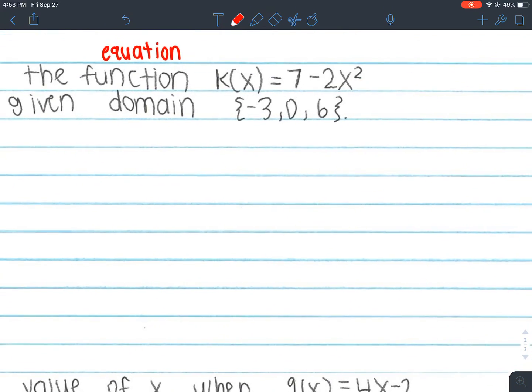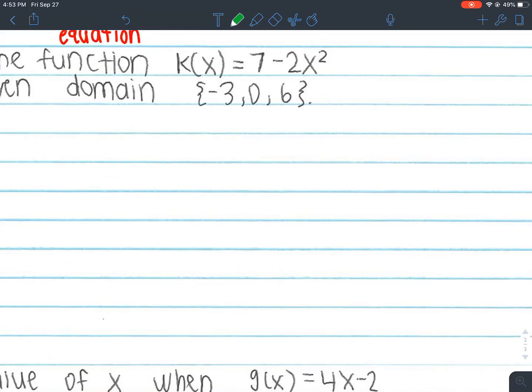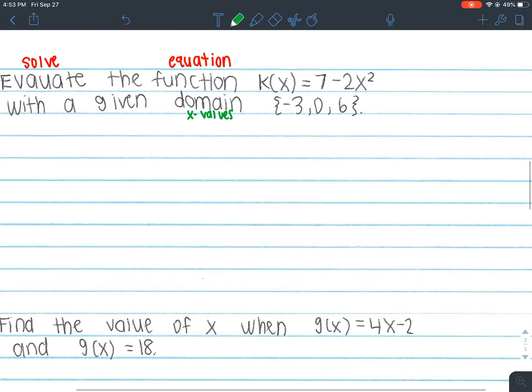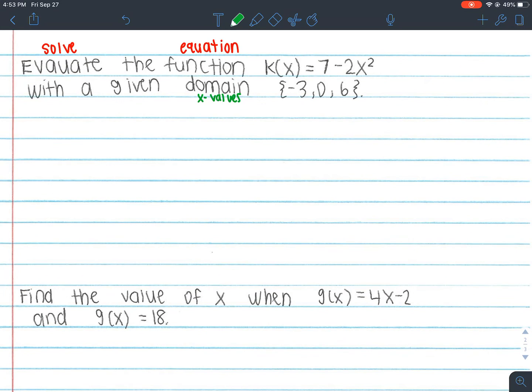And it gives us a domain. Remember, domain is what values? It's your x values. Domain is associated with our x values. So it's giving us 3 x values: -3, 0, and 6. So let's go ahead and separate our workspace here.